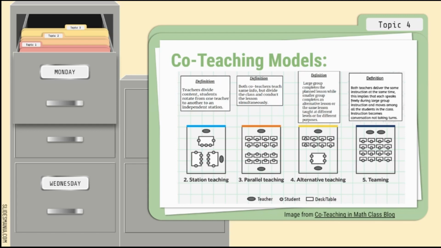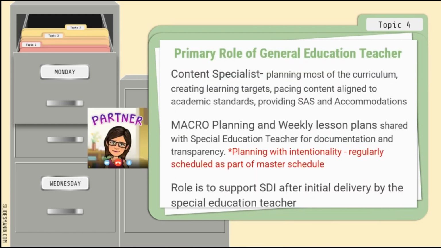But remember, in every one of these, there are interactions between the teacher and the students that are active interactions. They're not passive. They're not just observing. They're not just drifting around. So keep that in mind as we think through which model we will engage in. I just want to make sure that we understand what our role is in co-teaching.